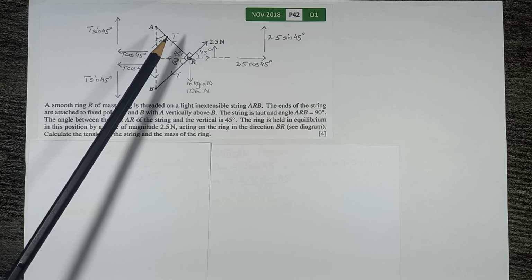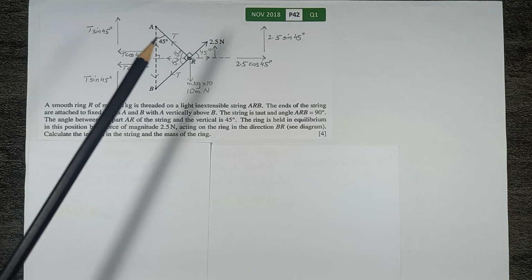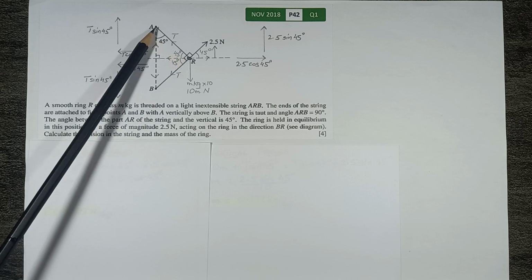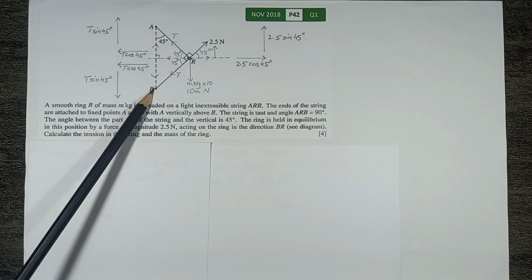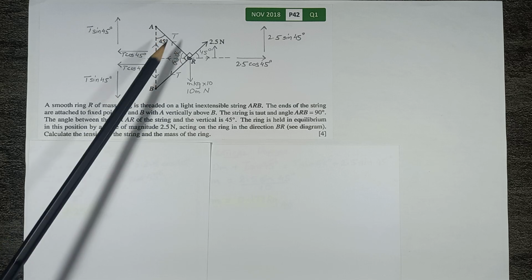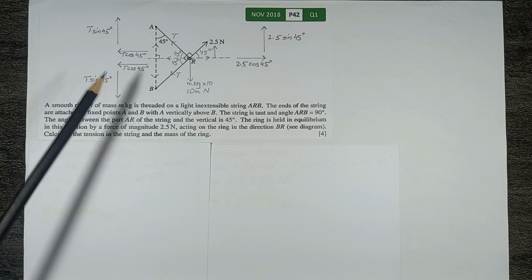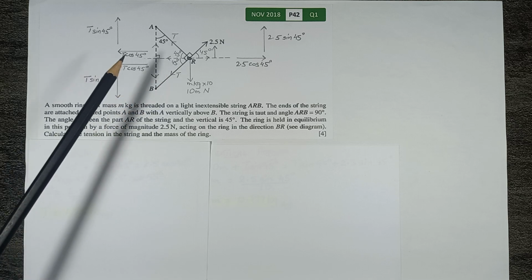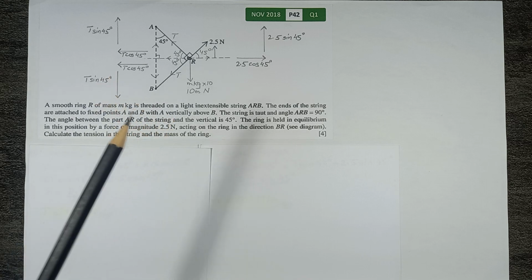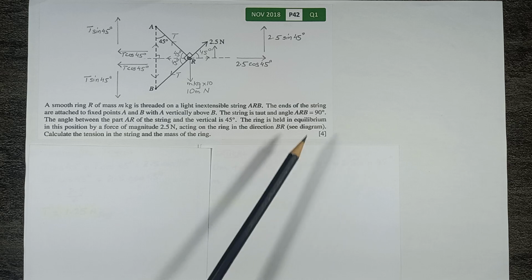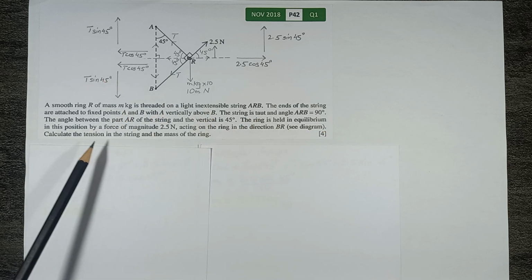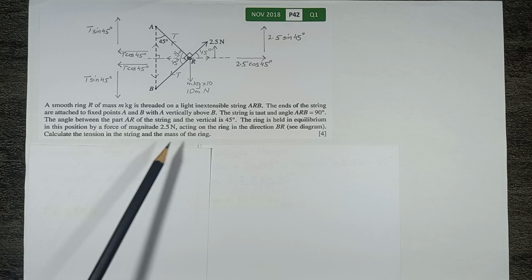Before that we have to understand the concept. Whenever we have a ring, don't think that the tension in this part would be different from the tension in that part. No, because it is a ring and a single string is passing through the ring, so the tension in this part and in that part would be the same. So if we split them into horizontal and vertical components, because the condition is equilibrium, we could easily get the required result, which is to calculate the tension and the mass.